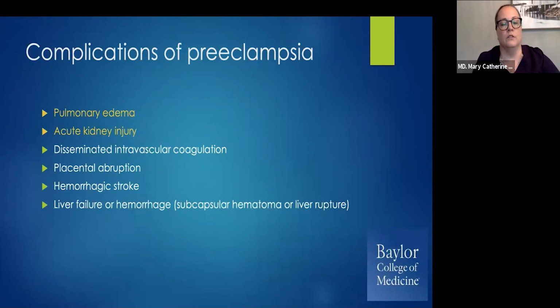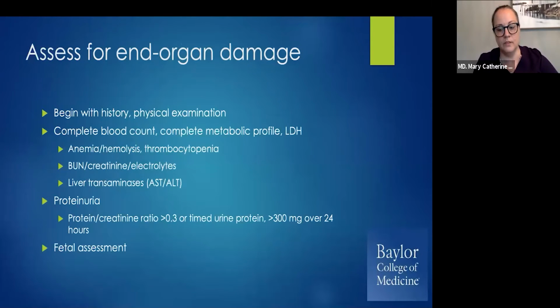And so for today, we'll spend most of our time on two of the more common complications, pulmonary edema and acute kidney injury. Before we get into that, we talked about the diagnostic criteria for preeclampsia. So it's important to review how to initially assess these patients and to make the diagnosis so that we can perform closer monitoring to stay ahead of or potentially even prevent some of these complications.